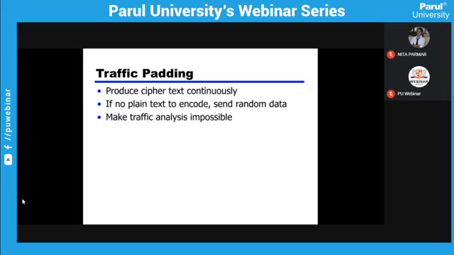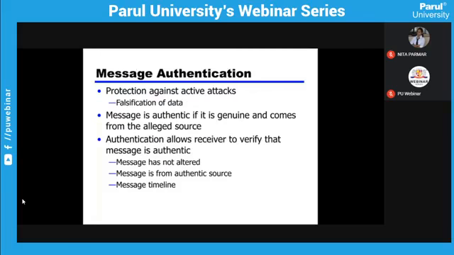And even if no plain text is there to perform encryption, in traffic padding we will still send random information, and traffic padding will be carried out. It will make sure that hackers cannot analyze the traffic pattern, and they will not easily be able to crack the encryption algorithm.